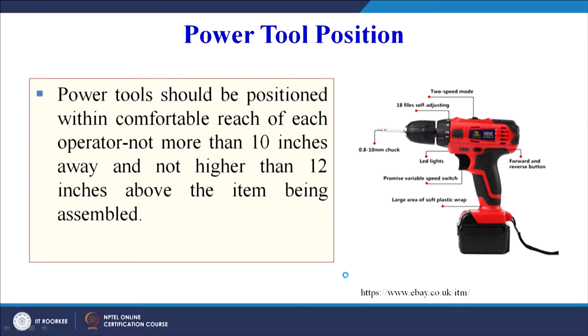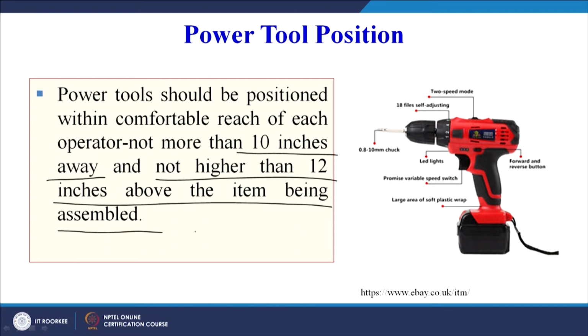Then power tool position. So this is a power tool, just a standard tool given. Power tools must be positioned within comfortable reach of each operator, not more than 10 inches away, and not higher than 12 inches above the item being assembled. So if we are assembling something and this power tool has to be used, it must not be too far away from the item being assembled. It must not be higher than 12 inches.